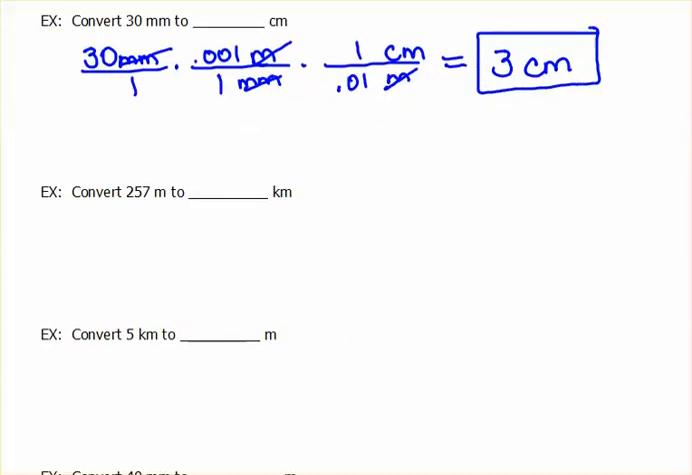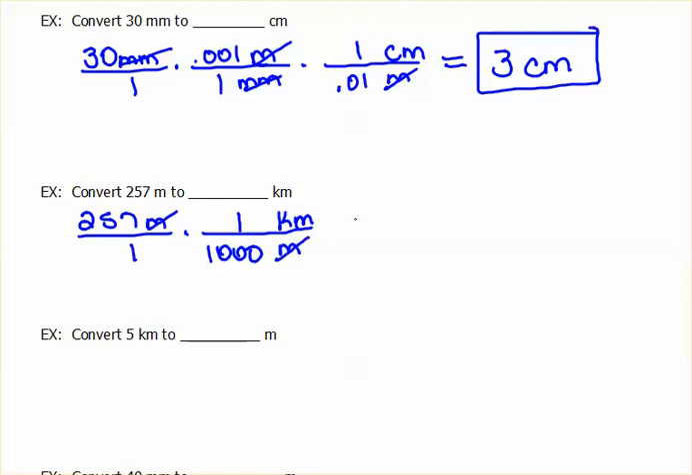Let's try another one here. Convert 257 meters to kilometers. So we're starting off with what we're given, 257 meters, and we don't want meters, so we're going to put that on bottom. We can go between meters and kilometers, and that relationship is there's 1,000 meters in 1 kilometer. So now our meters cancel out, and if we do the division, 257 divided by 1,000, we get 0.257 kilometers.